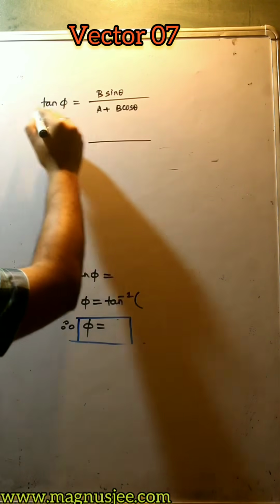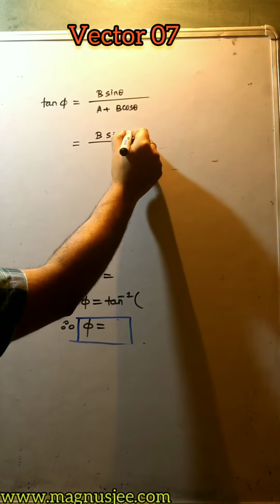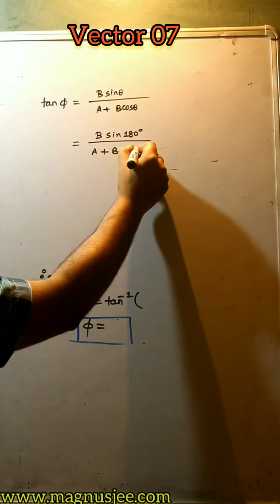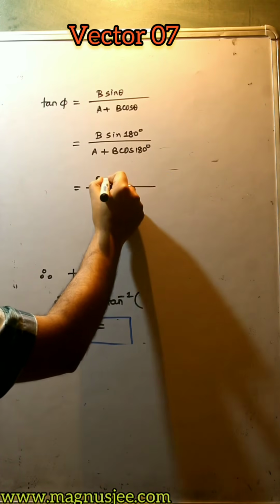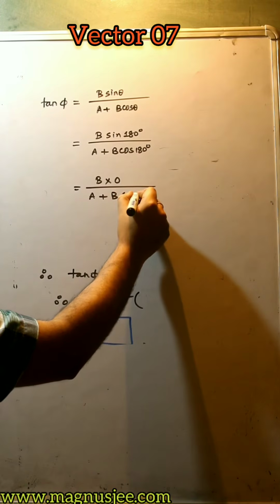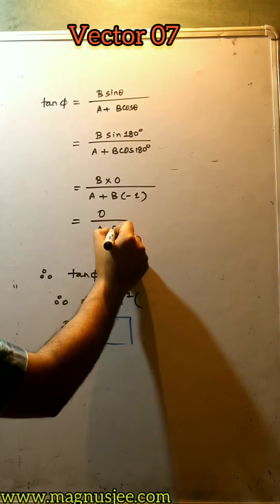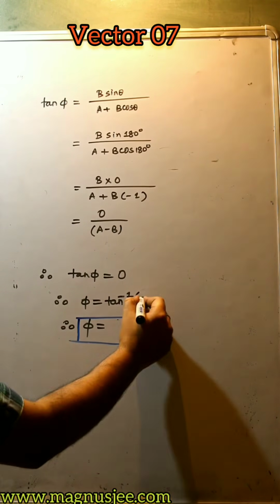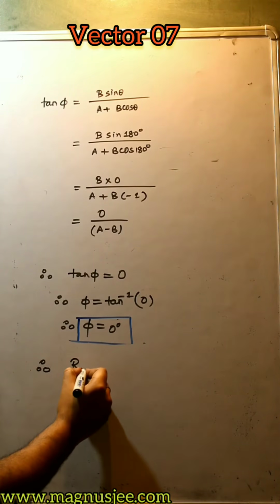Now, if we find the direction of the minimum resultant vector, then tan phi equals B sin theta divided by A plus B cos theta. Theta is 180 degrees, therefore B sin 180 degrees divided by A plus B cos 180 degrees. We know that sin 180 degrees is 0, so B into 0 divided by A plus B cos 180 degrees, and cos 180 degrees is minus 1, so B into minus 1. We get 0 divided by A minus B, and we know that 0 divided by anything is 0, hence tan phi equals 0, phi equals tan inverse 0, therefore phi equals 0 degrees.